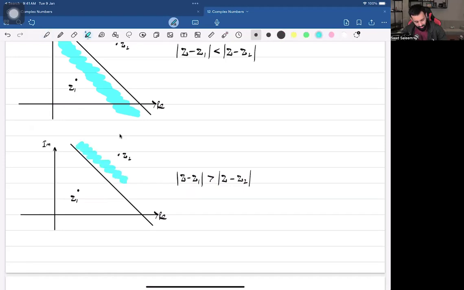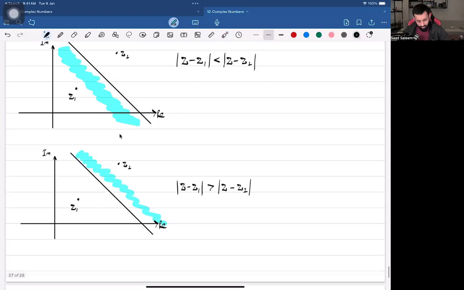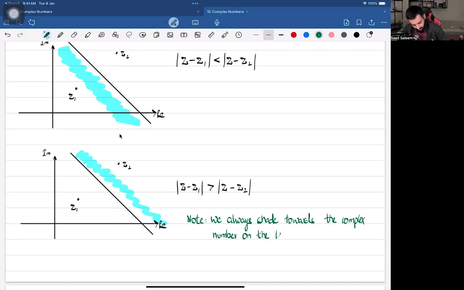I'll give you a simple trick. You don't have to do a lot of trial and error here, although I do encourage it, but you can use this trick and follow it if you ever get confused. Note, we always shade towards the complex number on the less than side.